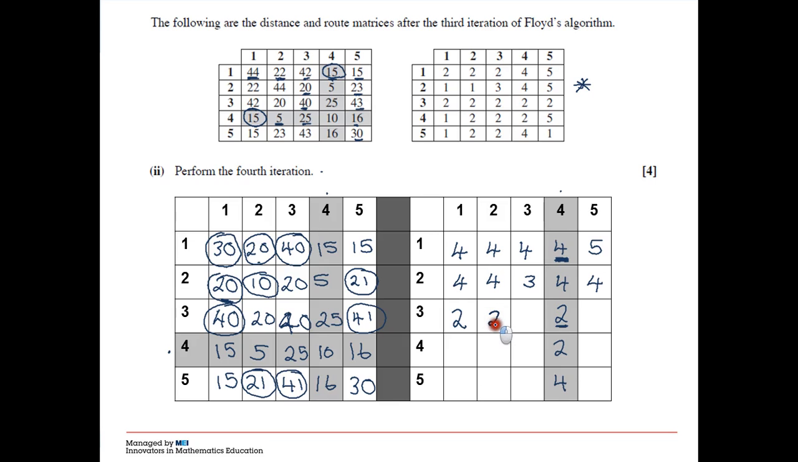The second and the third were 2 already, and the 5th also needs to change, but that was a 2 already, so it hasn't changed, but it still is consistent with my 2. The 4th row won't have changed because I haven't changed any of the distances, and the 5th row, that one stays the same, those 2 become 4s, and that one stays the same. And that's my completed 4th iteration.